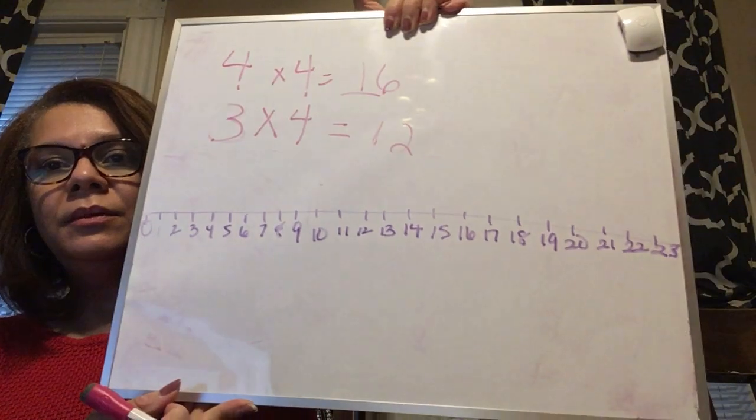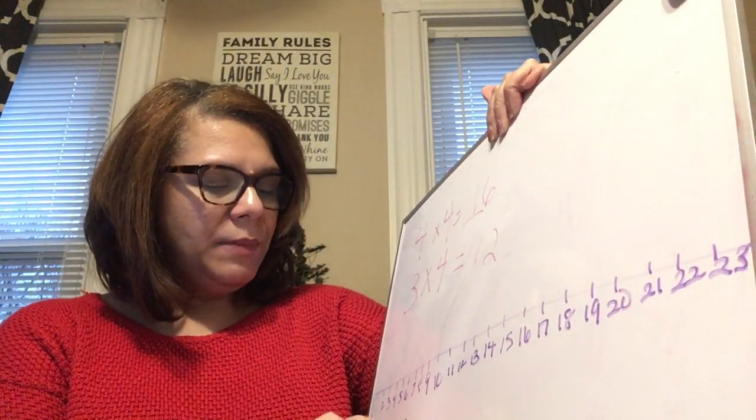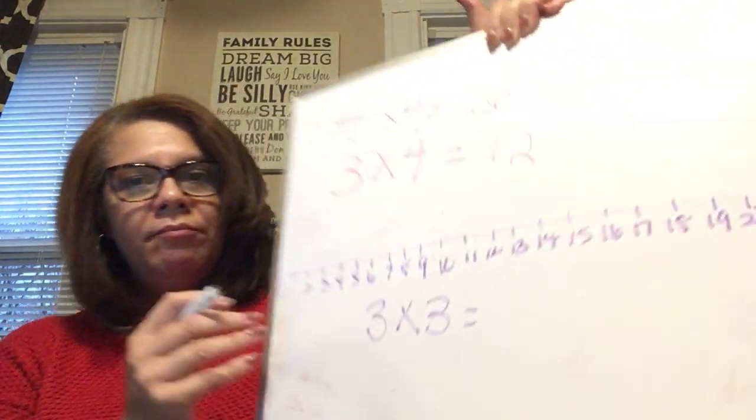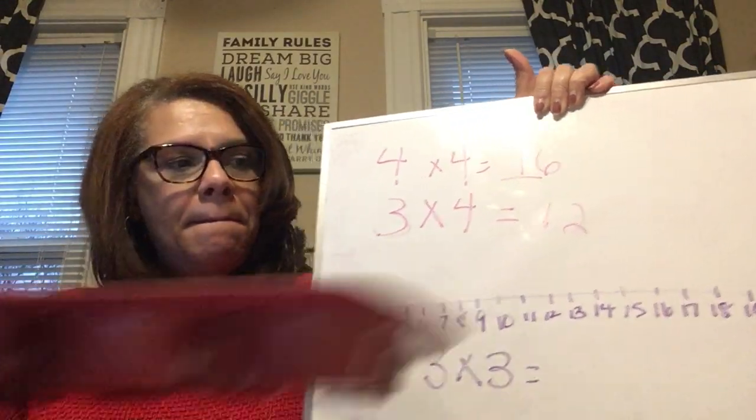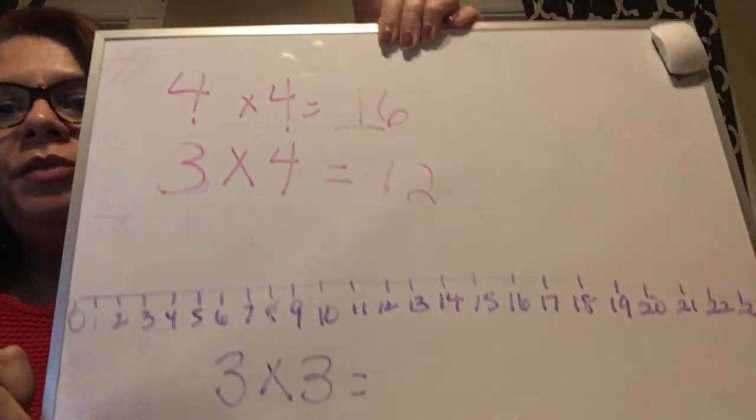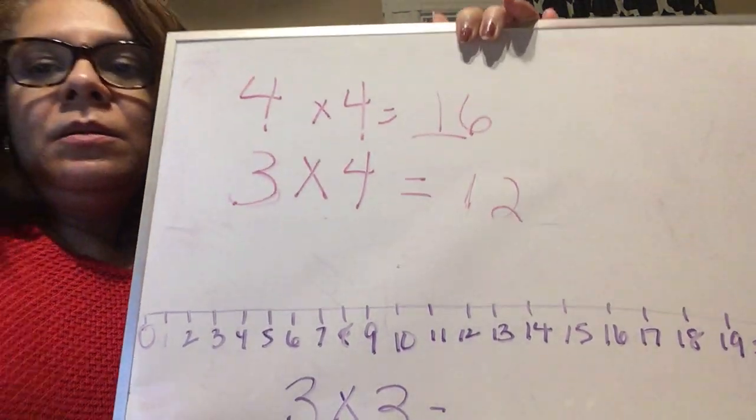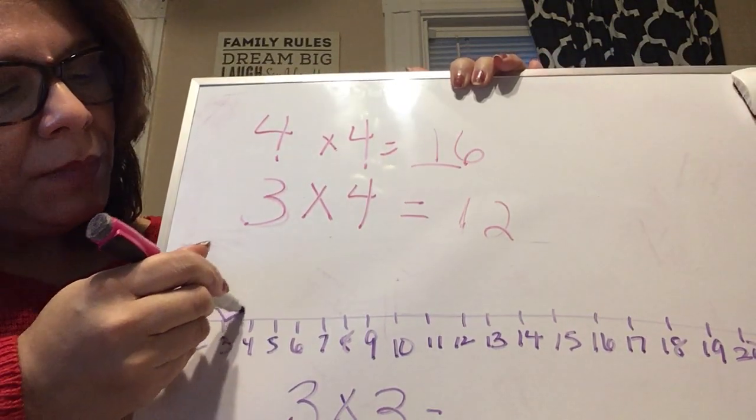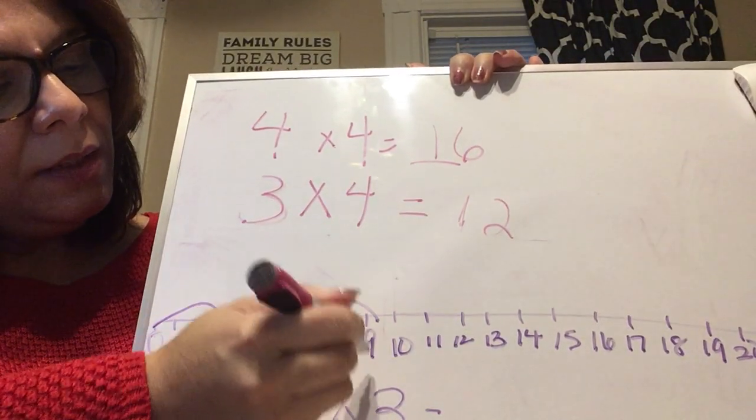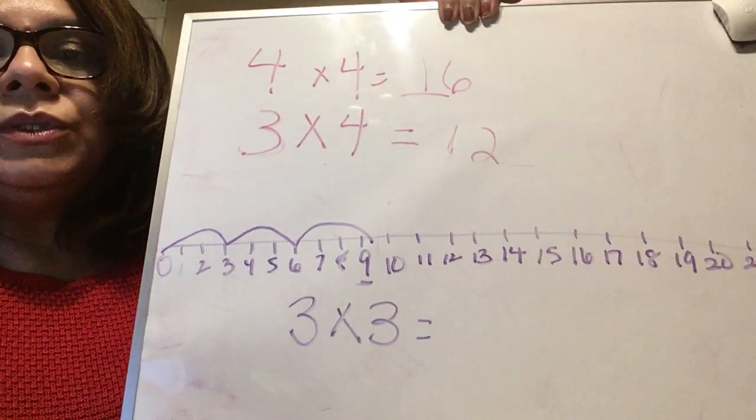All right, here's my number line again. And this time I want to do 3 times 3. What does 3 times 3 mean? Let me get these out of the way. There we go. 3 times 3 means 3 hops of 3. So we're going to start again here. We're going to go 1, 2, 3, and we stop at 9. So 3 times 3 is equal to 9.